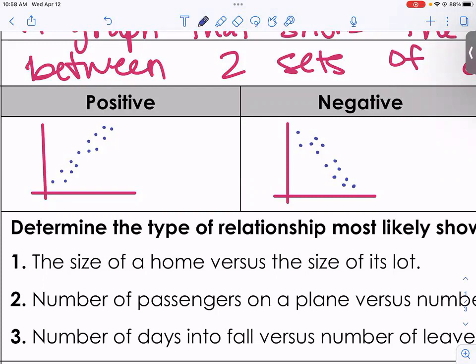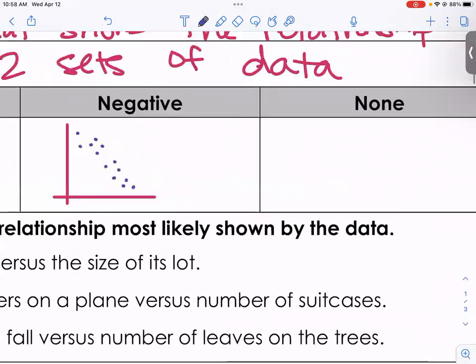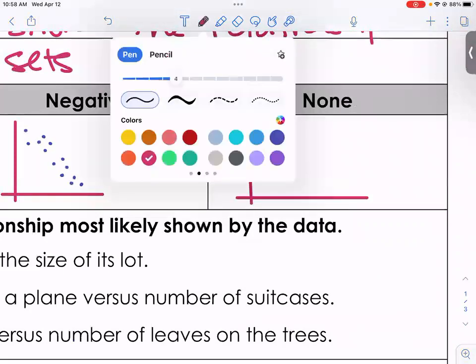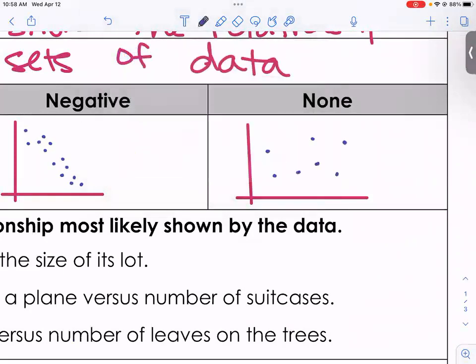Now, if there's no correlation, I think you guys are really going to enjoy drawing this. It's gonna be fun. What are you doing? Stop. If there's no correlation, then it does not look like a line. This kind of reminds me of science. It should remind you a little bit of science.